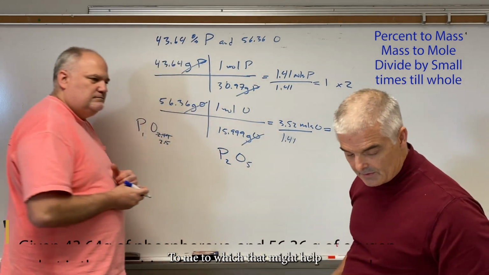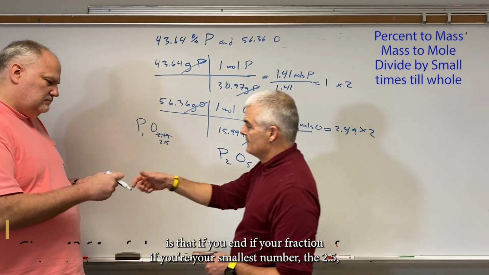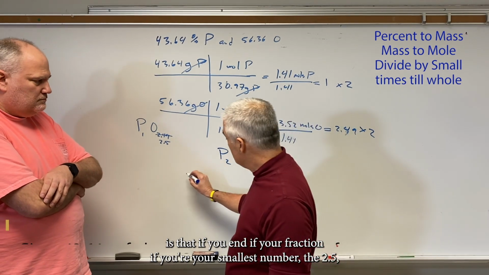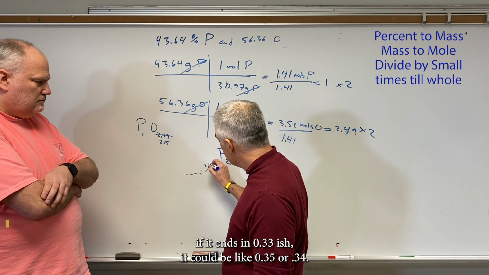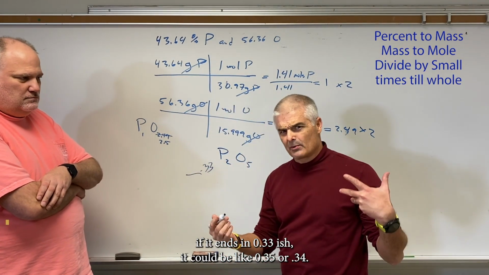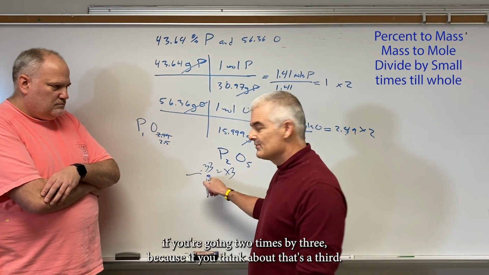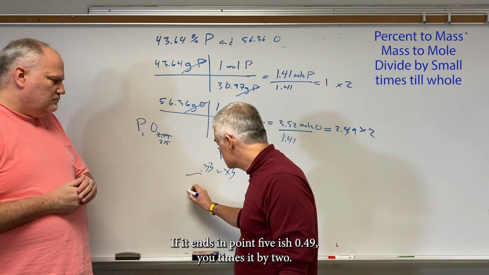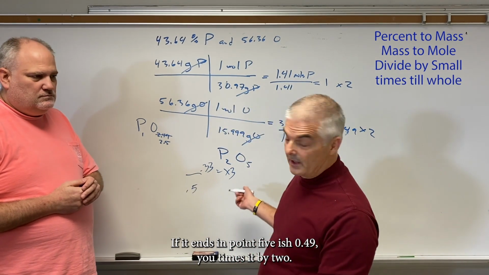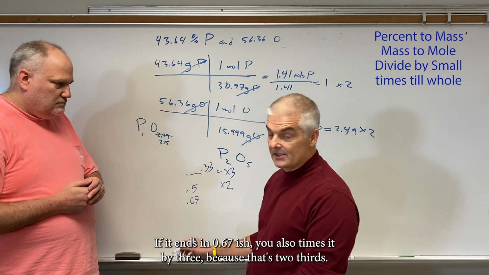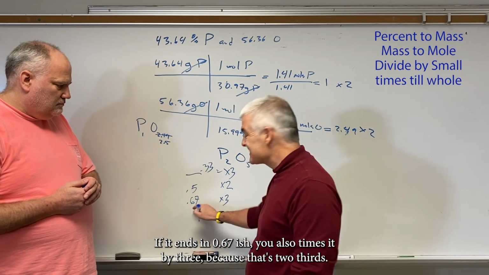Now, one thing that might help is this: if your smallest number, the 2.5, ends in 0.33-ish, it could be like 0.35 or 0.34. Sometimes it's not exactly accurate. You're going to times by 3, because if you think about it, that's a third. If it ends in 0.5-ish, 0.49, you times it by 2. If it ends in 0.67-ish, you also times it by 3 because that's 2/3.